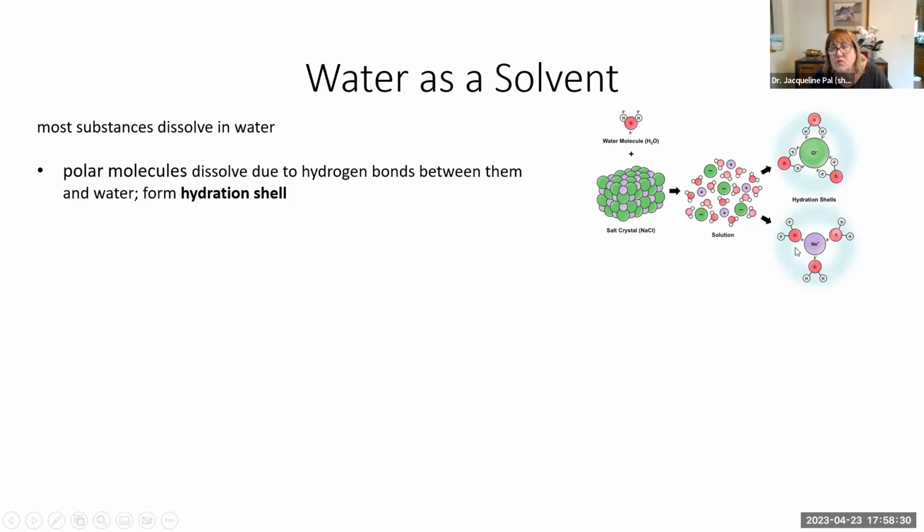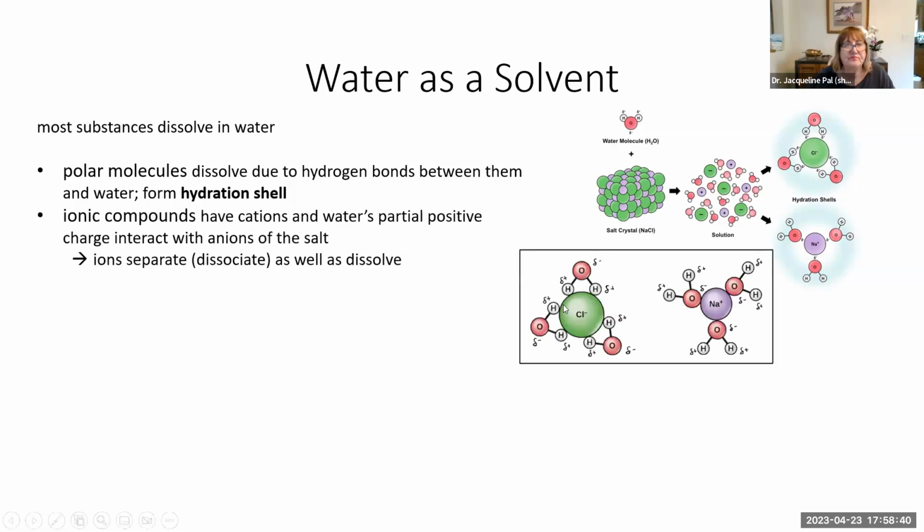Okay. And so surrounding the sodium, we get a bunch of water. Surrounding the chlorides, we get a bunch of waters. And these are what we call little hydration shells. And as you can see, they can completely cover the surface. And so when we have an ionic compound, which is what sodium chloride was, because of the positivity in the water, that made the sodium and chloride dissociate from each other as well as dissolve.